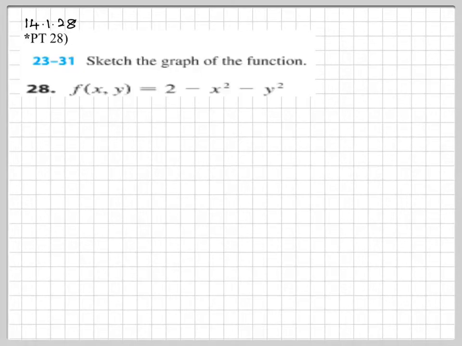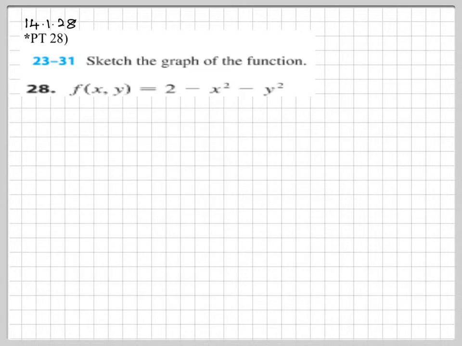Hi, in this video, I will be showing you problem number 28 of chapter 14, section 1. Sketch the graph of the function f of x, y equal to 2 minus x squared minus y squared.